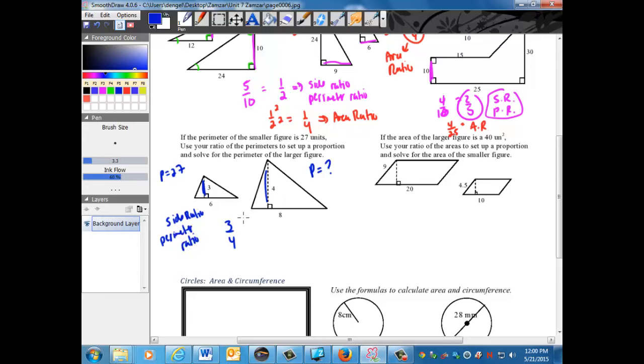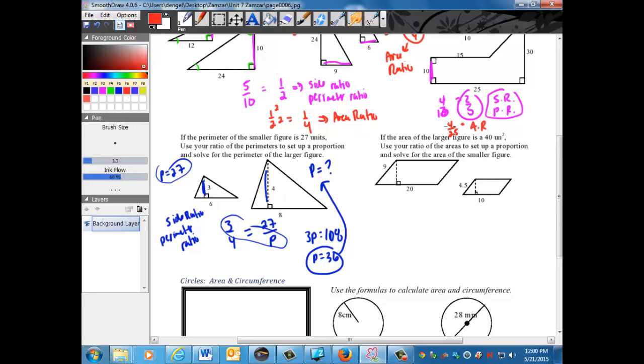So that's why I'm allowed to use 3/4. It's going to equal, and since I'm going small over big, this is my small perimeter, and my big perimeter is going to go underneath. All right, and then to solve, we're going to cross multiply. 3p equals 108. And then p is going to be equal to 36. That's our perimeter of the large shape.